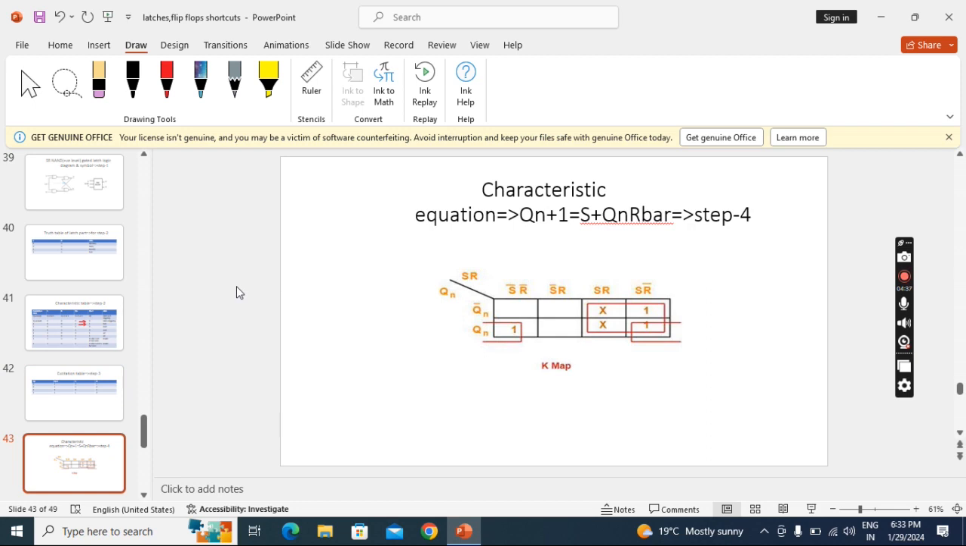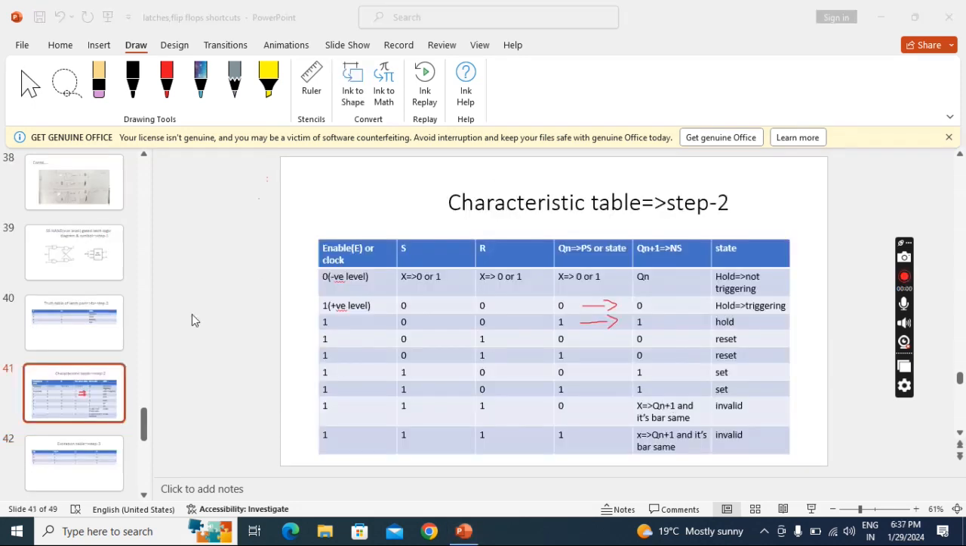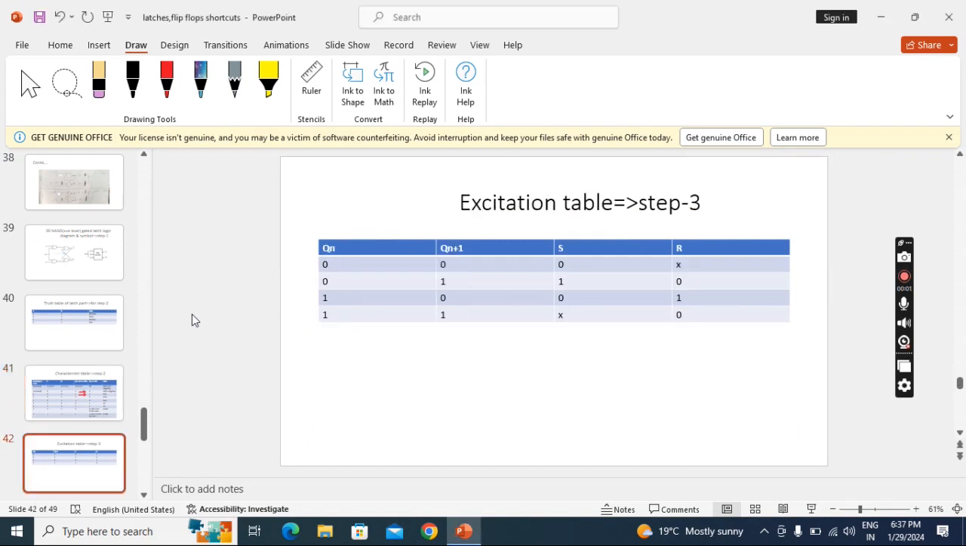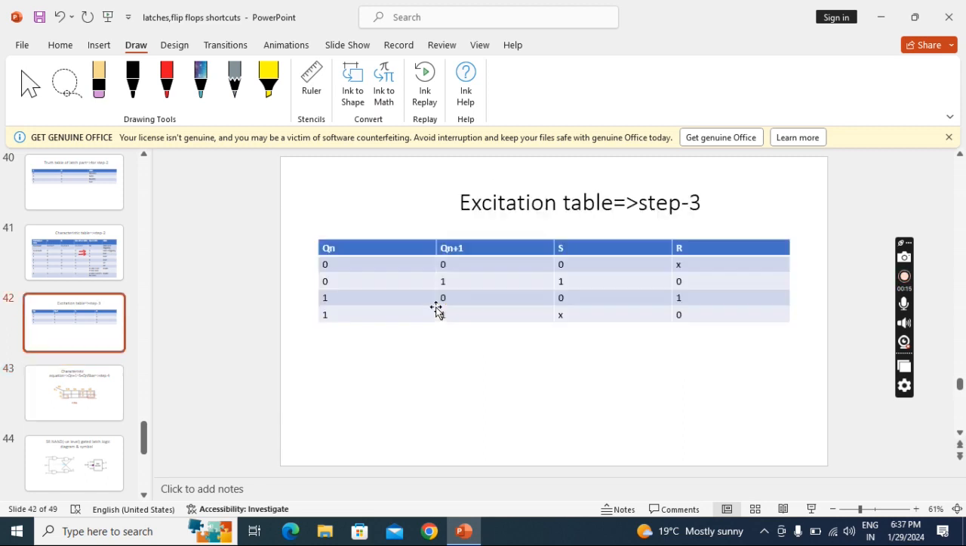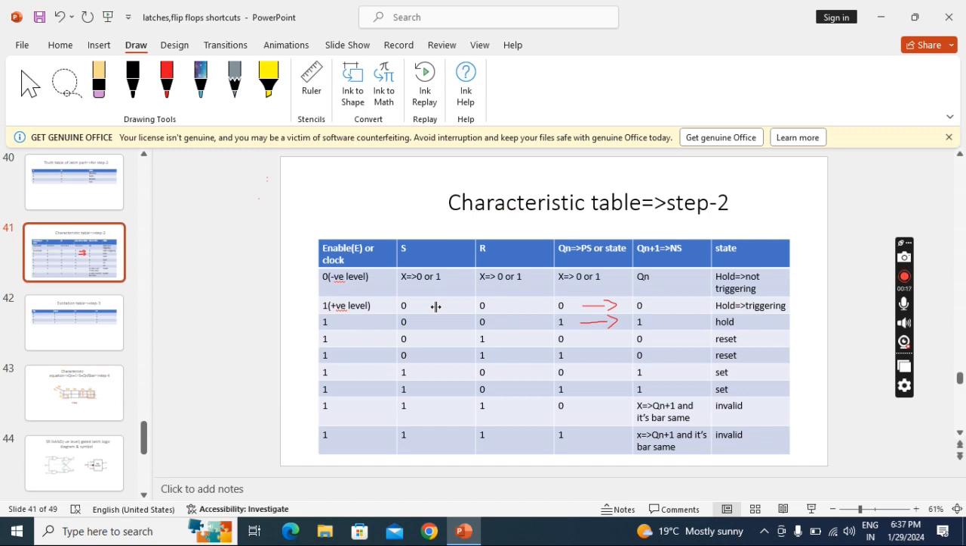Now the characteristic table. What is meant by the characteristic table? We have to determine the next state Qn plus 1 value by taking data inputs and present state as K-map variables. From the characteristic table only we have to derive the characteristic equation.